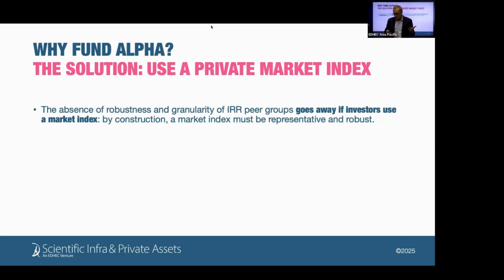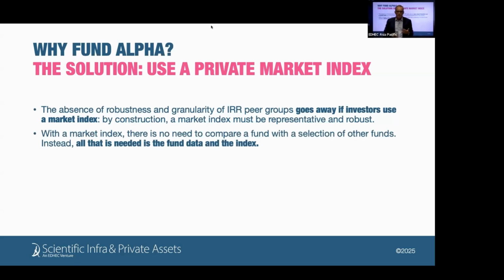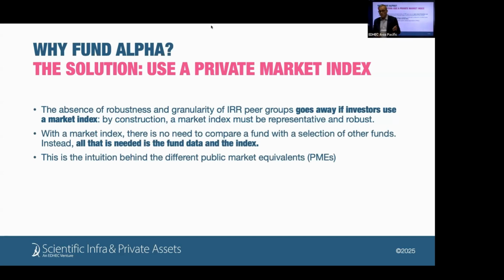And so if you have an index, all you need to understand whether a fund performs well or whether it underperforms the market is the index. You don't need a peer group, you don't need data about other funds. It's much simpler, in fact, to implement, and it's much more robust if you have a market index. So this is the intuition behind the development of public market equivalence. This is something that's fairly old as well.